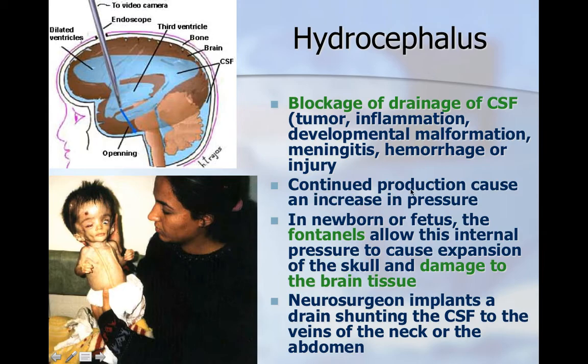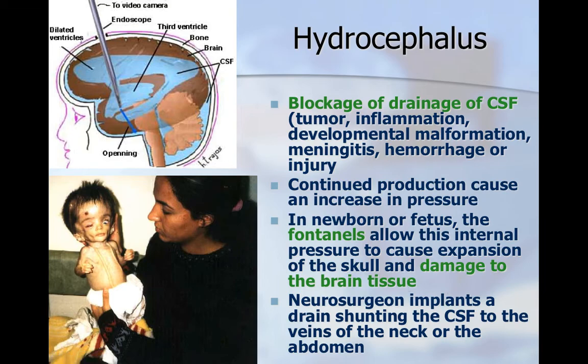The continued production of cerebrospinal fluid causes an increase in pressure. When there's too much fluid there is an increase in pressure. This often happens in newborns or a fetus. The fontanelles allow this internal pressure to cause the expansion of the skull. Fontanelles are the spaces between the bones of the skull. And there can be damage to the brain tissue for newborn babies.